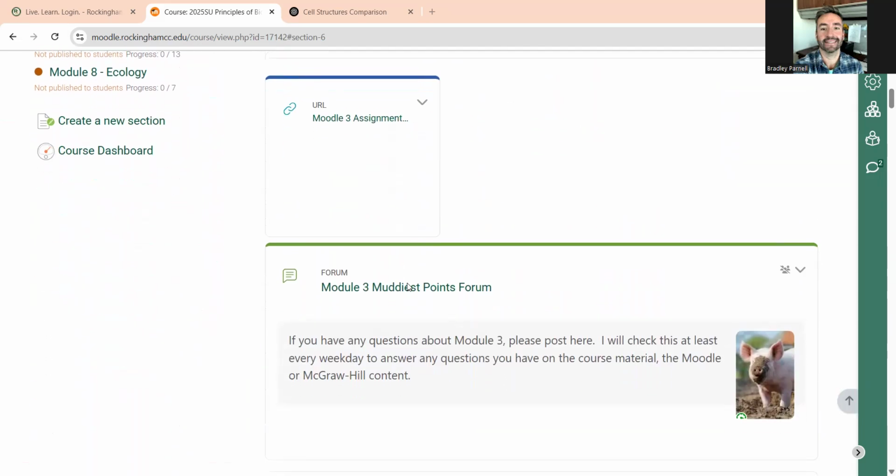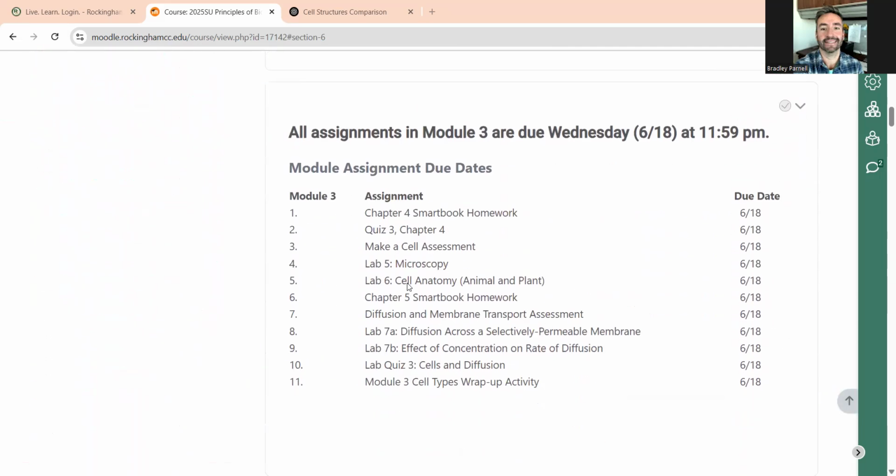So, you guys will go through Module 3, same as the first two modules. All of your assignments for Module 3 are going to be due on June 18th at 11:59 p.m. So make sure to go ahead and mark that due date in your calendar and get to work on these assignments. There would be assignments on Connect as well as here on Moodle, just as the other two modules.